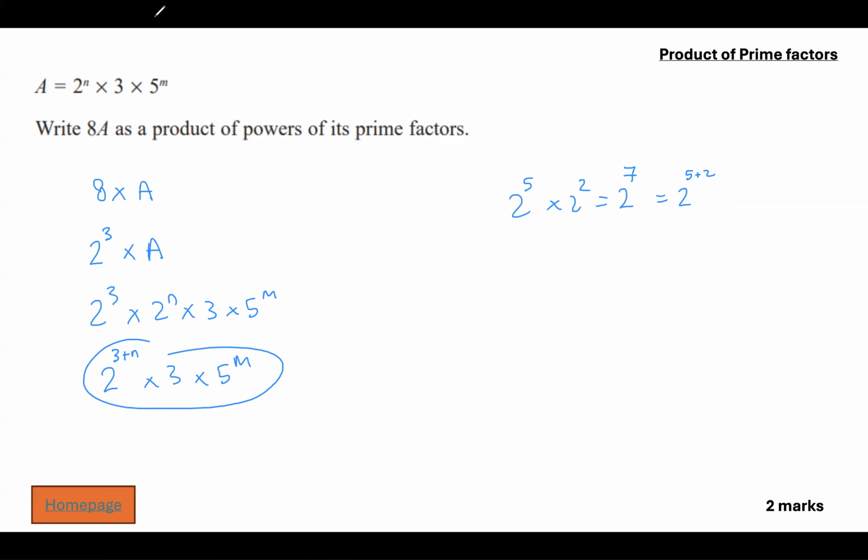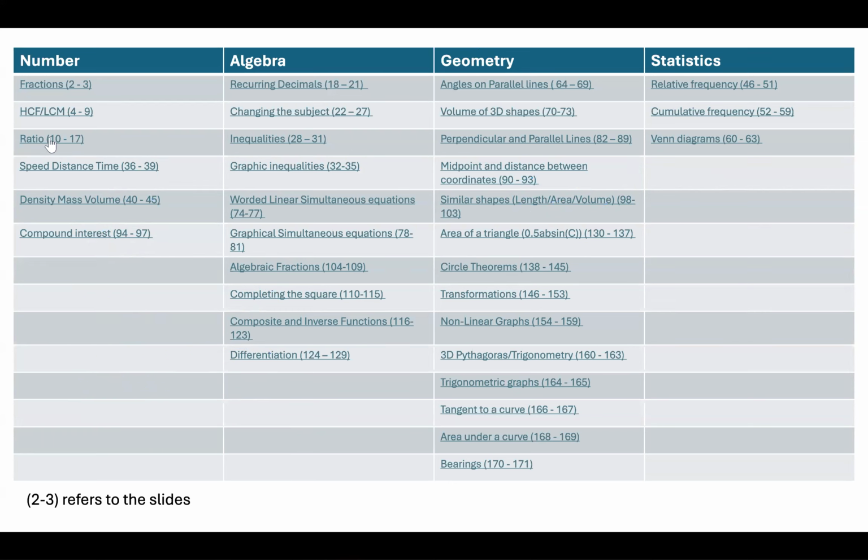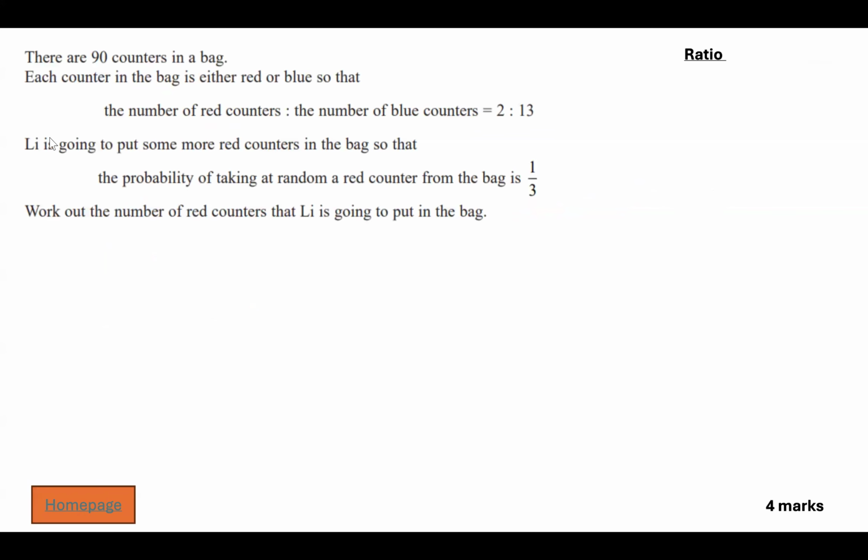Okay, let's go back to the home page. And the next question we can do is a question on ratios. Okay, so let's have a look at this one here. It says there are 90 counters in a bag. Each counter in the bag is either red or blue, so that the number of red counters to the number of blue counters is in a ratio of 2 to 13.